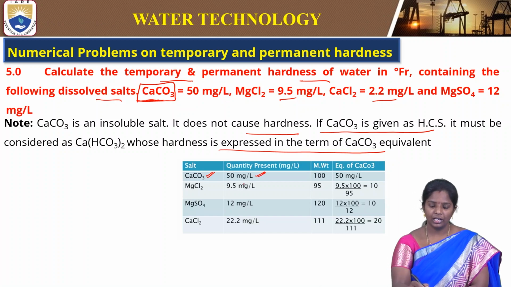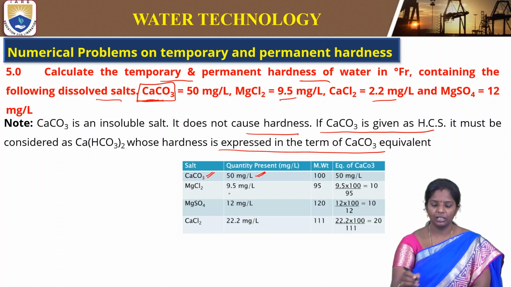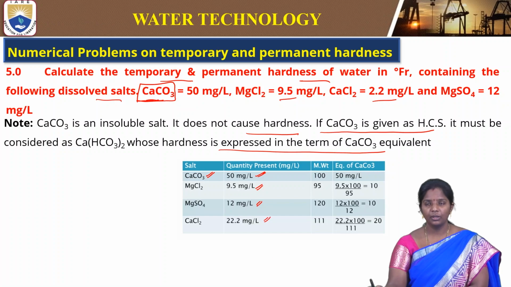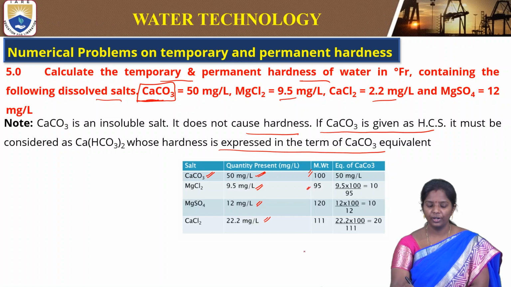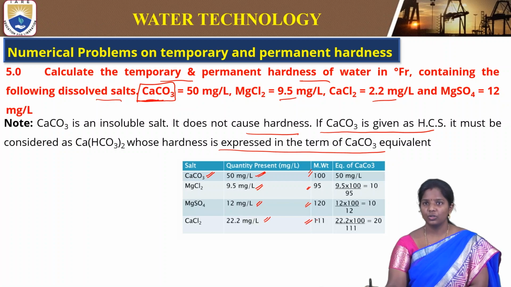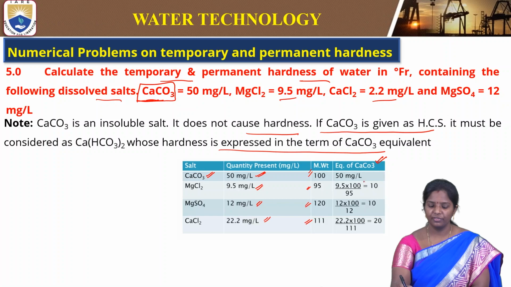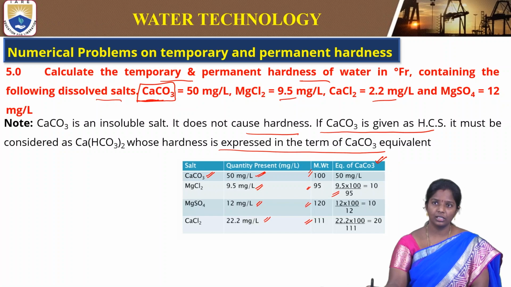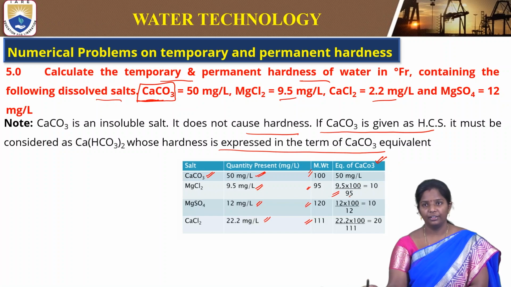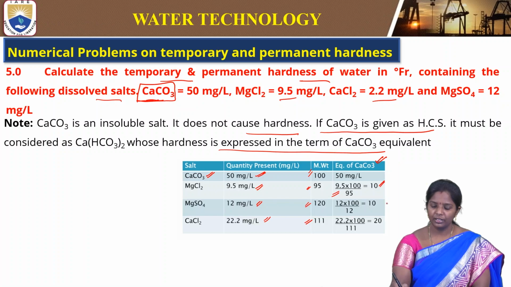Again, put it in a table. Calcium carbonate is 50 mg per liter, magnesium chloride is 9.5, magnesium sulfate is 12 mg per liter, and calcium chloride is 22.2. Their molecular weights are 95 for magnesium chloride, 120 for magnesium sulfate, and 111 for calcium chloride. So the calcium carbonate equivalent is 50, and for the magnesium chloride it is 9.5 into 100 by 95, which gives 10. Next, magnesium sulfate is 10 and calcium chloride is 20.